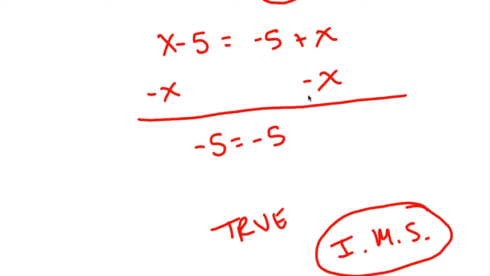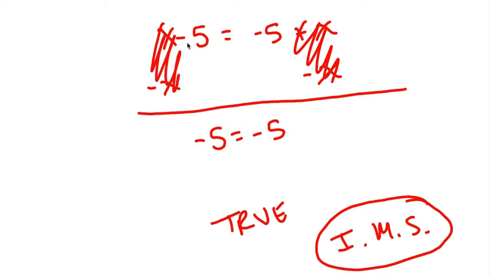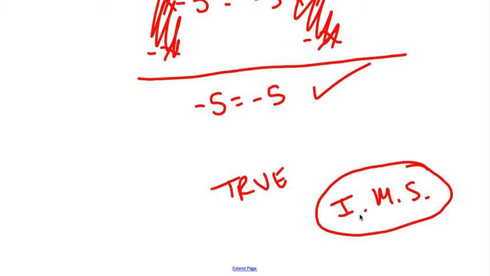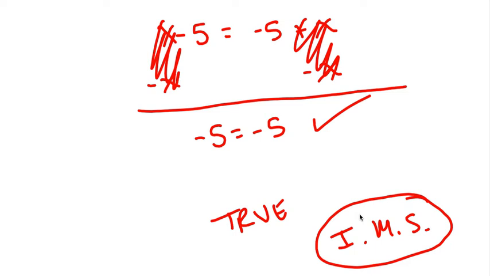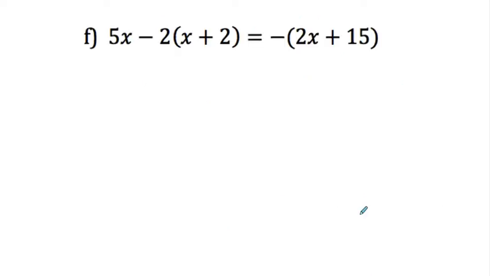Move the x over, so I subtract x from both sides. That cancels. X minus x is 0. So I'm left with negative 5 equals negative 5, which is true, which means IMS, infinitely many solutions. Last one, I'll do this one with you here.